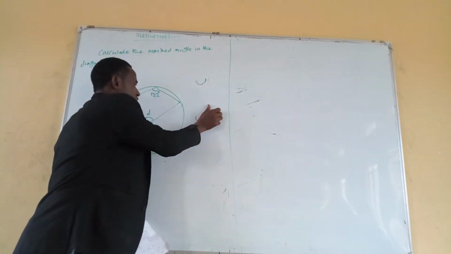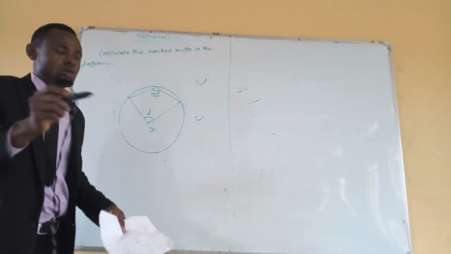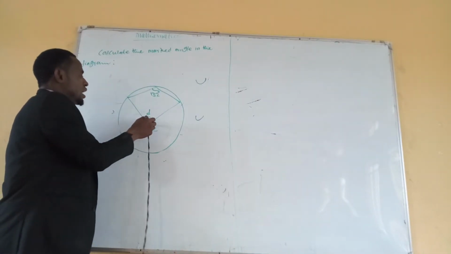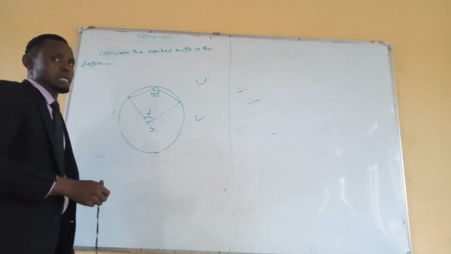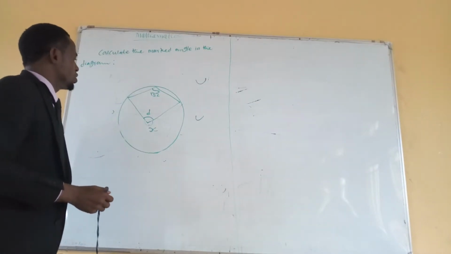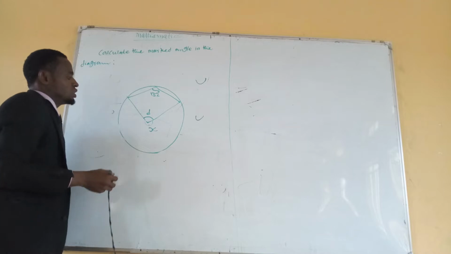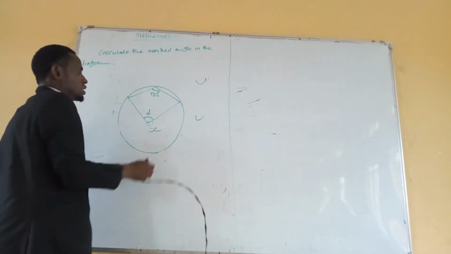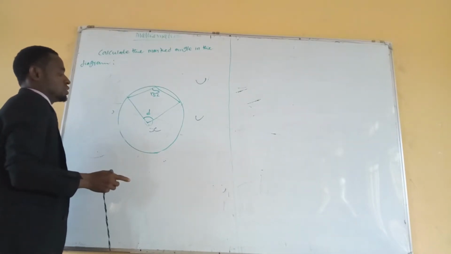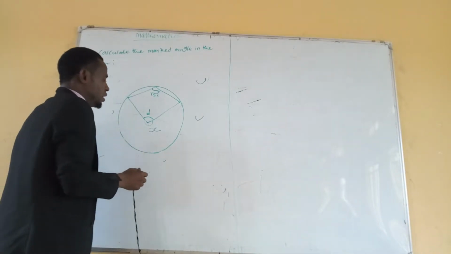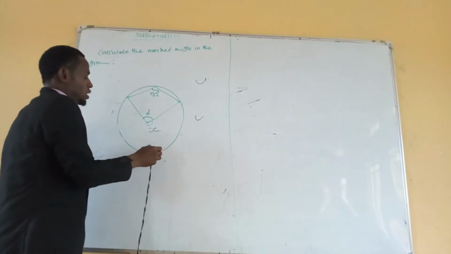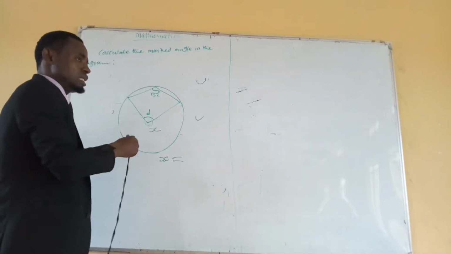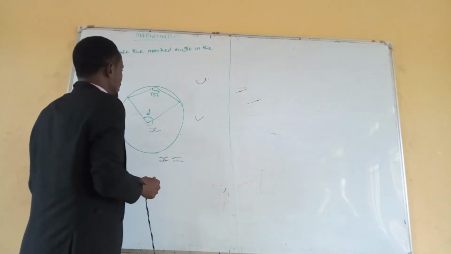So let's quickly take this. Which angle gives this sign? You see it is this angle. So this is the angle at center to this angle. Okay? So if this is the angle at center to this angle, then let's call this one x. If this is x, then we are going to say x is equal to twice the angle at the circumference.